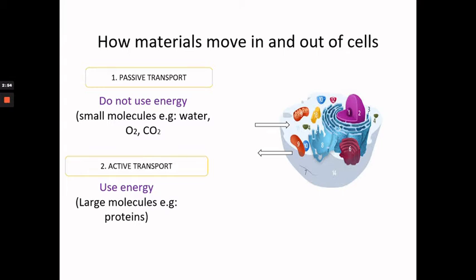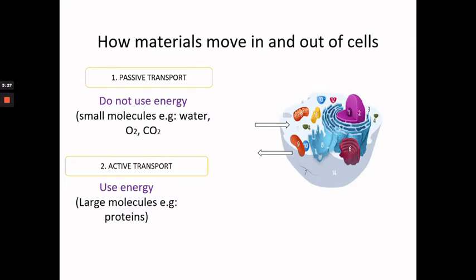Now, let's look at the two ways that materials move in and out of the cell. The first one is termed passive transport. In passive transport, the cell does not use energy. An example is when the cell is trying to transport water or oxygen or CO2, small molecules. Number two is active transport, in which the cell actually needs energy to move the materials in or out. Maybe because the materials are very large, like proteins.